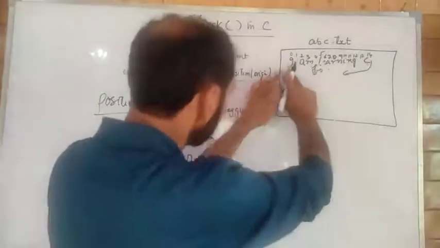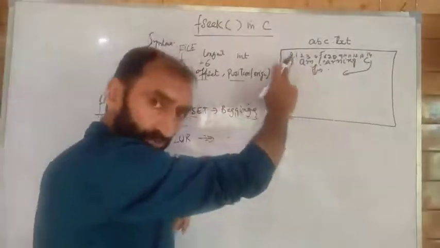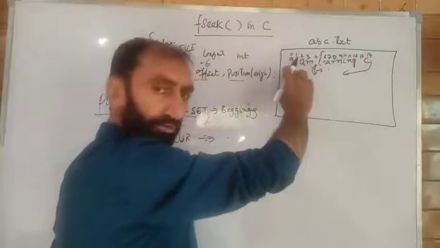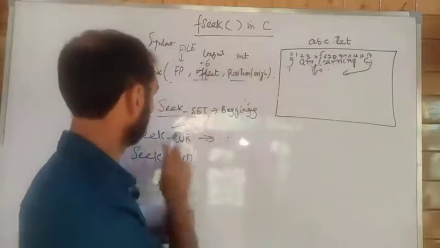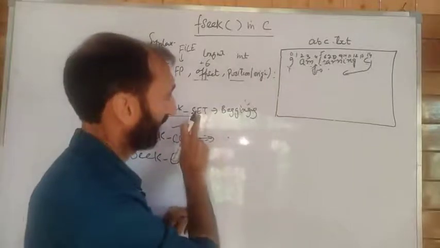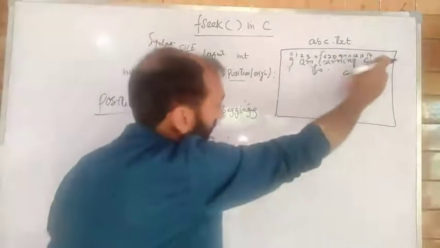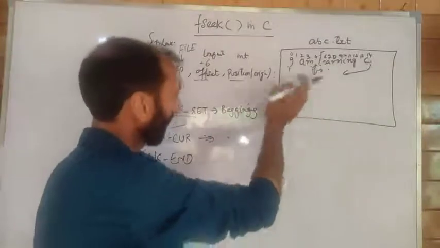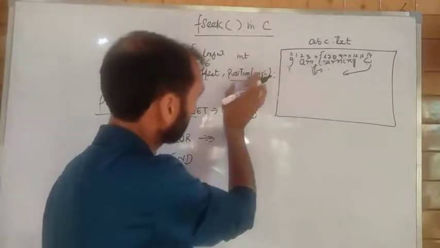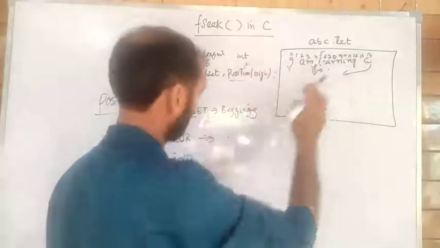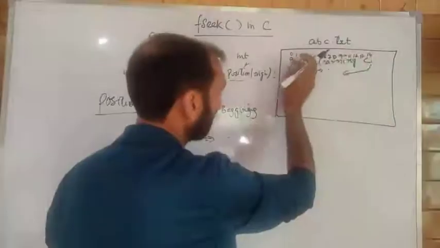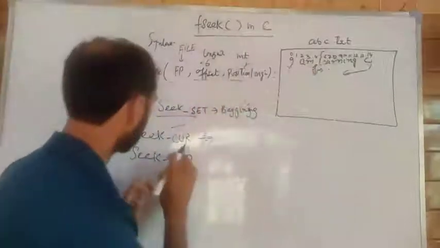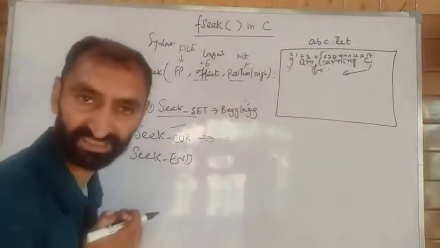If the cursor is at the beginning and you want to move it forward from this position 2 bytes, then you have to specify here SEEK_SET. And if the cursor is at the end and you want to move it backwards 2 positions, you have to specify here SEEK_END. And if the position is anywhere between the beginning and the end, you have to specify there SEEK_CUR.